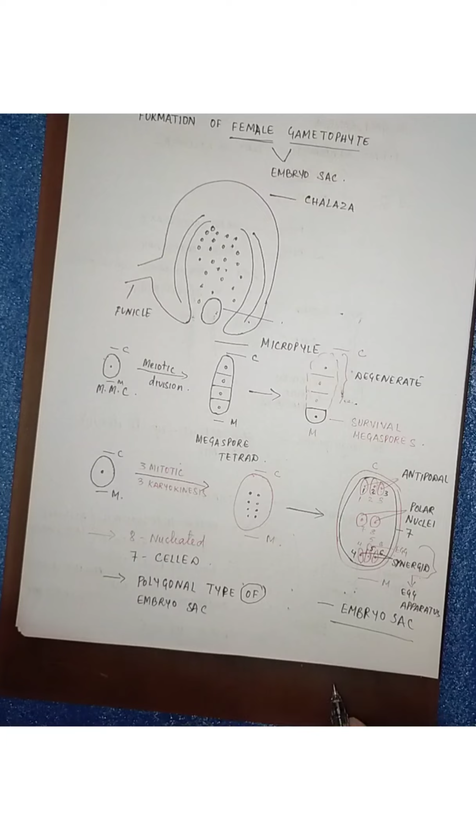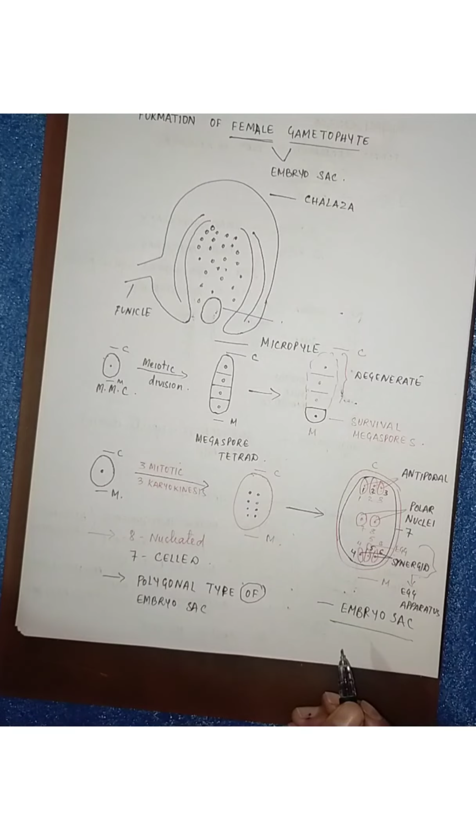So that concludes the formation of a female gametophyte, which is the embryo sac. And in the next class, we shall continue with the types of ovule, since there are many types of ovule in an angiosperm.